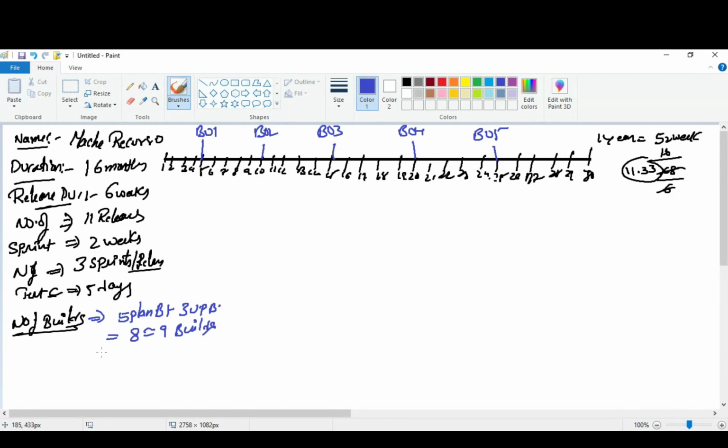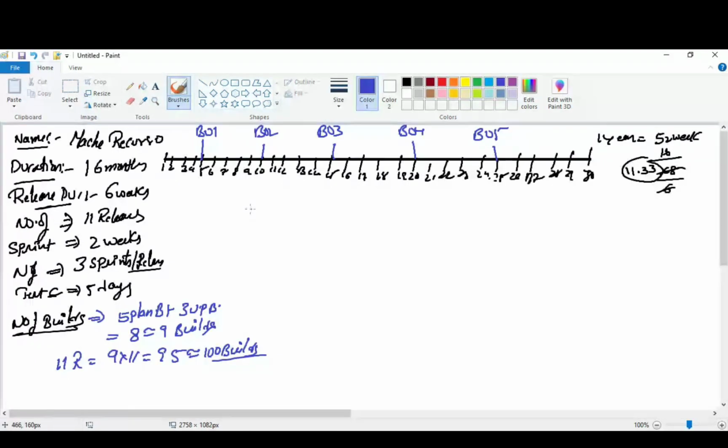Per release, how many builds am I getting? 8 to 9. Total how many releases do I have? 11 releases. So total how many builds? 9 into 11, which is 99. I'll take it as a round figure. So 95 to 100 builds I have tested in my project. Is it clear? Clear, everyone?